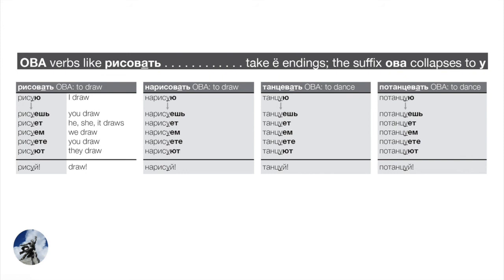Now again, a prefixed variant of that same verb, to dance. This means actually to dance for a bit. It's perfective. Anyway, conjugated forms are потанцую, потанцуешь, потанцует, потанцуем, потанцуете, потанцуют.